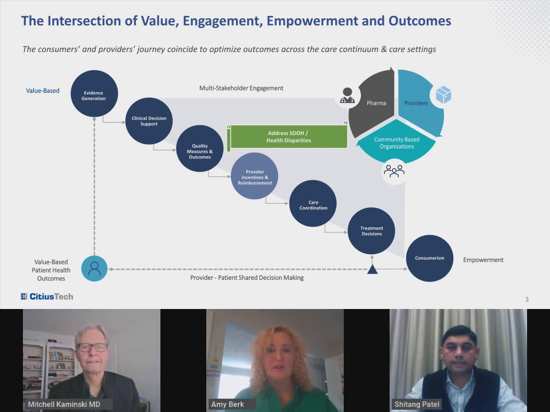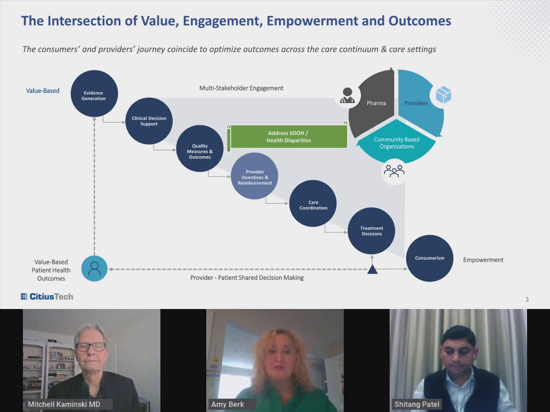What does value-based care mean? Dr. Kaminsky is going to answer that in a moment, but value-based care at its core is really around improving the lives of patients, members, consumers even, right, throughout the care continuum across various care settings, and harnessing quality. How is it that we can achieve quality outcomes and be reimbursed for that quality so we can demonstrate that we've actually made a difference?